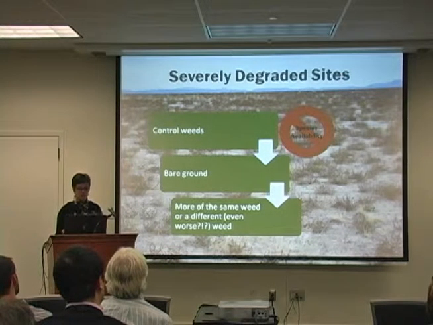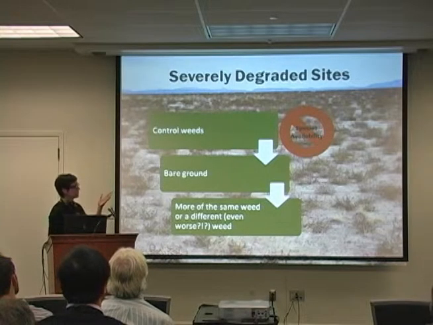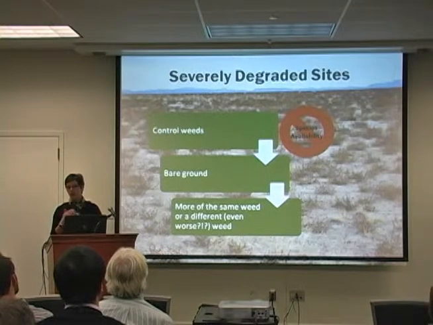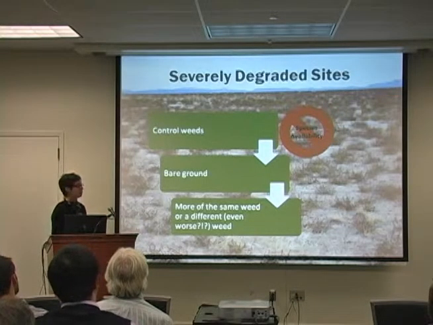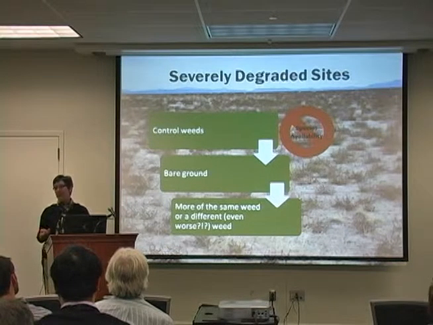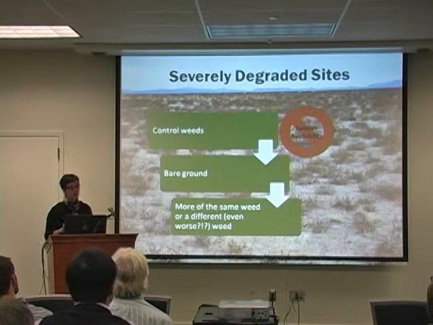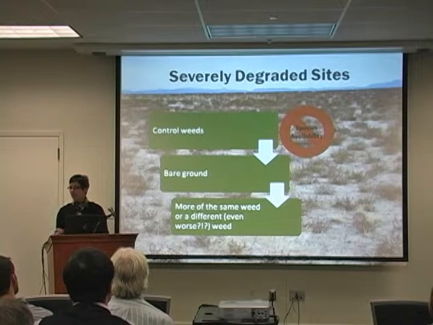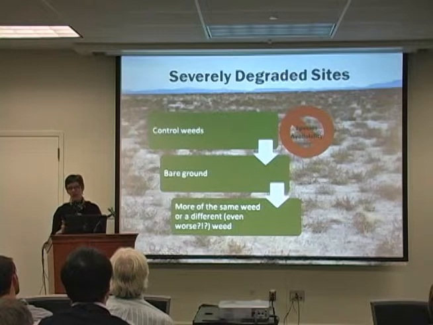And if we simply control weeds, control invasive grasses, without seriously thinking about species availability and putting species out there that we would like to have there, then we're going to end up with bare ground, or we're going to end up with more of the same weed that we've been managing, or sometimes you get invasion by a new weed that might even be worse, or maybe you get a suite of invasive species. For example, you get cheatgrass and yellow star thistle, something like that.